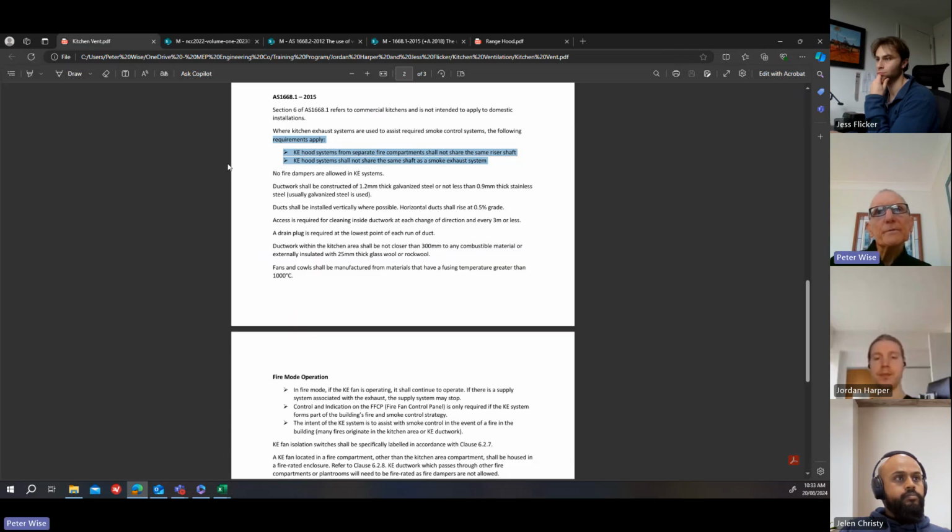And they can't share the same shaft as the smoke exhaust system. So they've got to be kept separate. It can be a pain, but that's the way it is. You just have to do it. You've got to put in a separate riser shaft for kitchen exhaust.